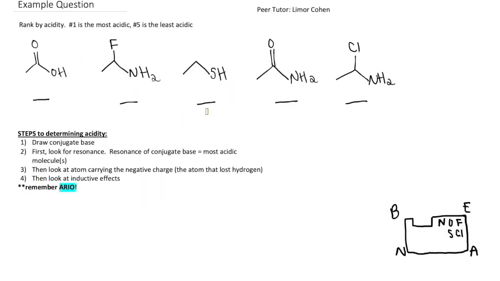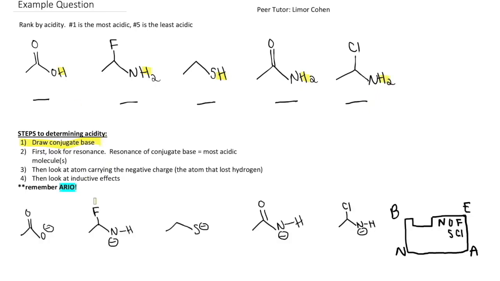So let's look at an example question of ranking by acidity. The first step to any ranking by acidity question is drawing the conjugate base. So drawing our acid after the acidic hydrogen has left and the atom that had that hydrogen gains a negative charge. So I'm going to go ahead and highlight all of the hydrogens that I will be removing or deprotonating and draw what our conjugate base looks like.